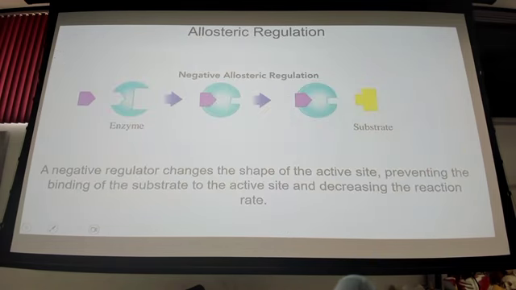Allosteric regulation, we talked about this. Negative allosteric regulation occurs when we have enough of a product, we have a negative allosteric modulator that will bind to an enzyme on an allosteric site, change the shape of the active site, so the substrate cannot bind, so the product cannot be made because you have enough of the product. Does that make sense?